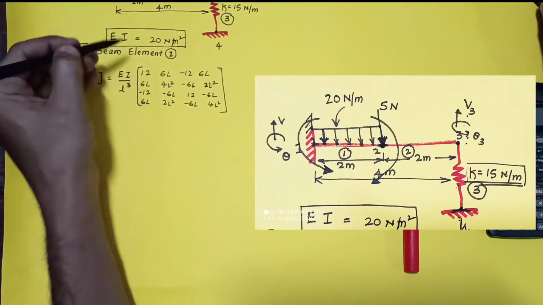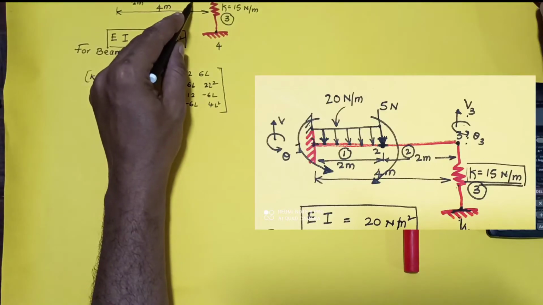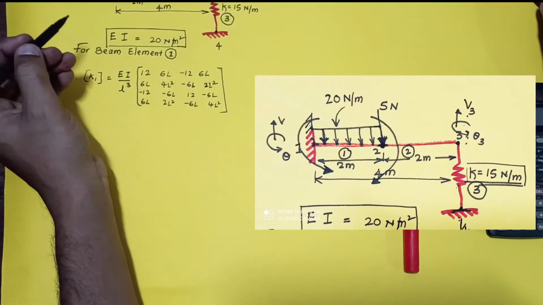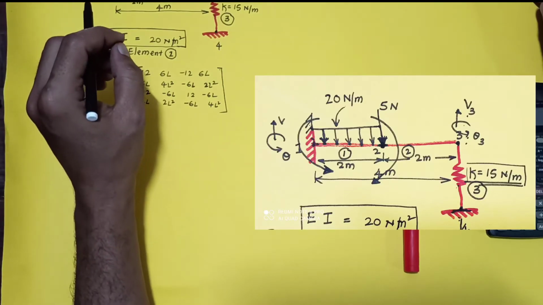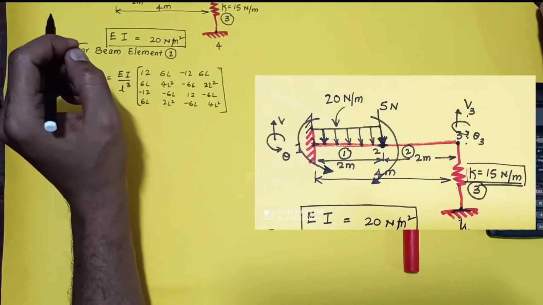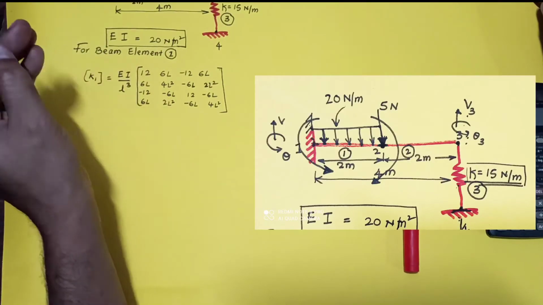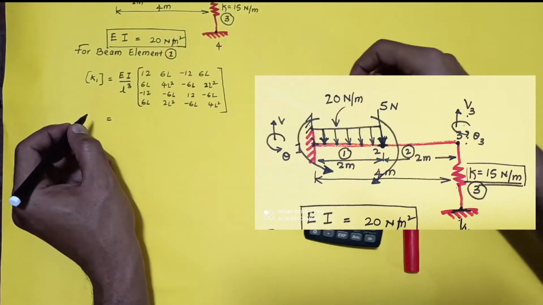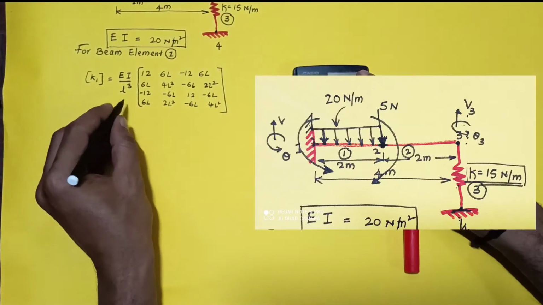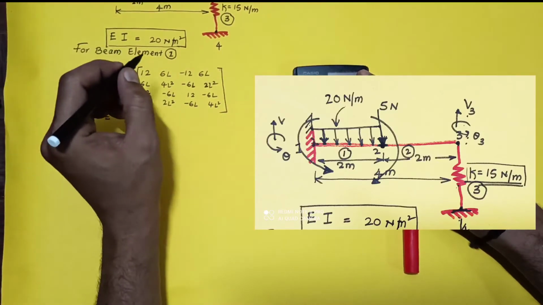And when you are looking at the length, the length is also 2 meter for element 2. So it means K1 and K2 give the same matrix. Okay, so you need not calculate once again. So now first we will calculate the value of K1. So the EI value is 20 Newton meter square.